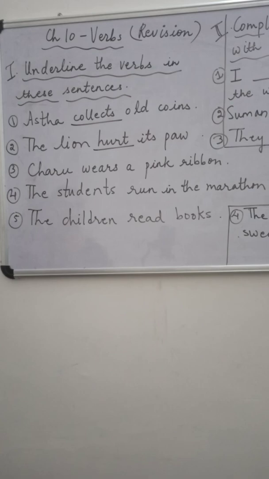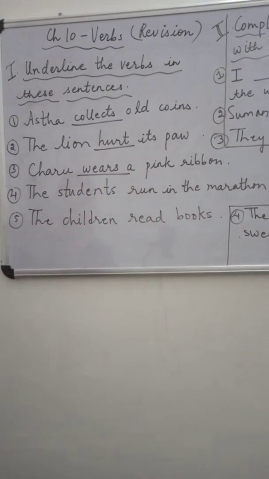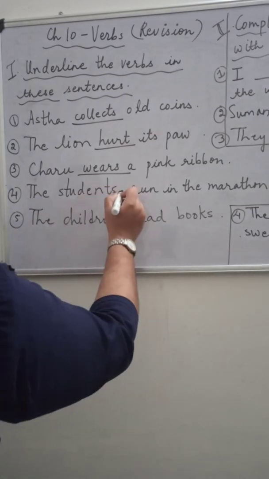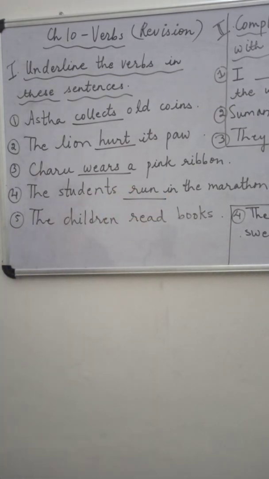Charu wears a pink ribbon. So what is the verb in this sentence? Wears. Fourth, the students run in the marathon. So what action are the students doing in the marathon? The students are running. So what will be the verb in this sentence? Run. Fifth, the children read books. So the verb in this sentence is read.